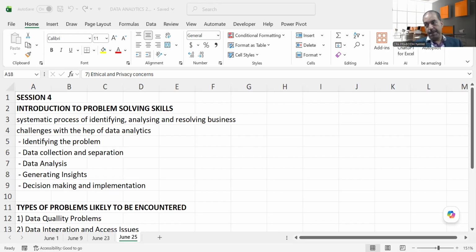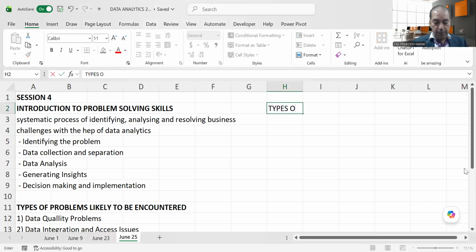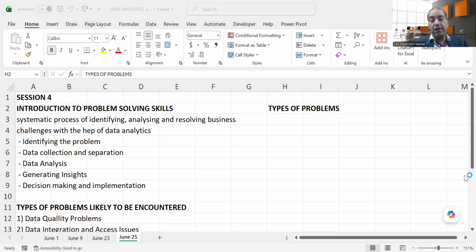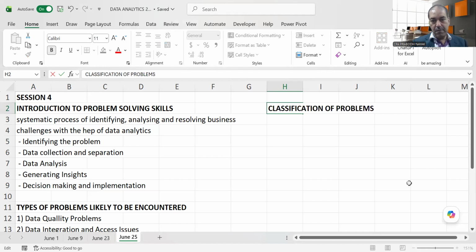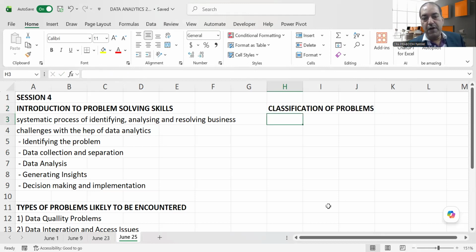Yes, sir. Now let us take types of problems. Very interesting, because this will help you understand what all can happen in data analytics. Can you tell me what types of problems can be encountered? We have seen data quality problems in it. But there is another way in which we can classify these problems. Instead of saying types of problems, I would put it as classification of problems. So let us have two different terms: one is types of problems to be encountered, and one is classification of problems.